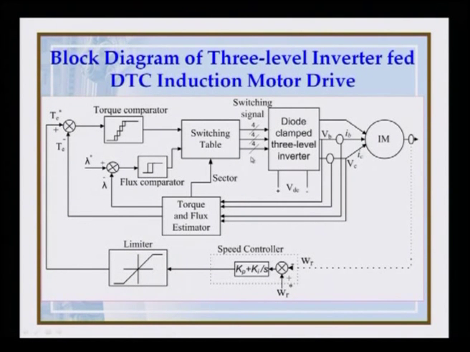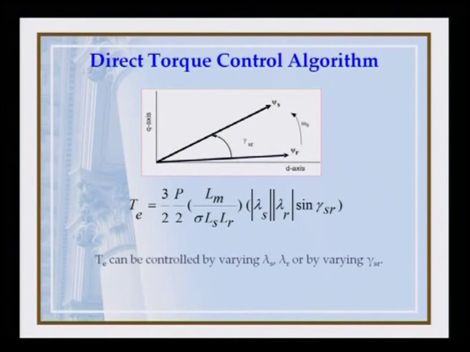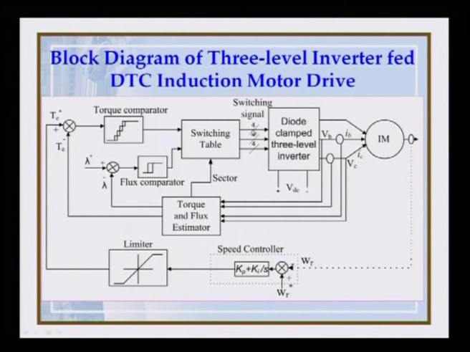We have in fact a 3-level inverter, and in a 3-level inverter we have 12 possible switches. Per phase we have 1, 2, 3 and 4. This is for phase A, and similarly for phase B we have again 4 switches. Phase C also we have 4 switches. So, in total we have got 12 switches. So, per phase we have got 4 switching signals. These are the switching signals for phase A 4, phase B 4 and phase C 4.